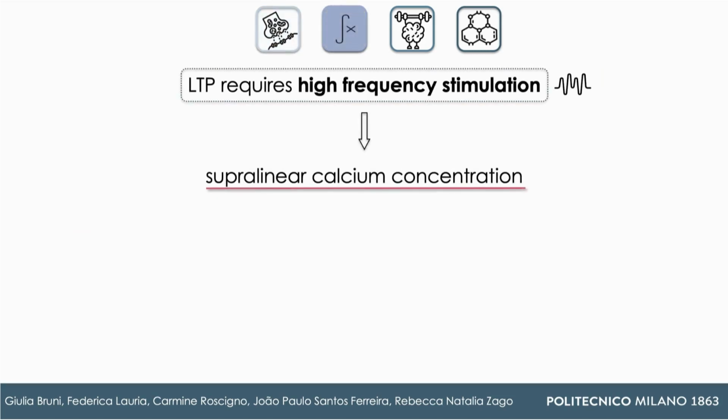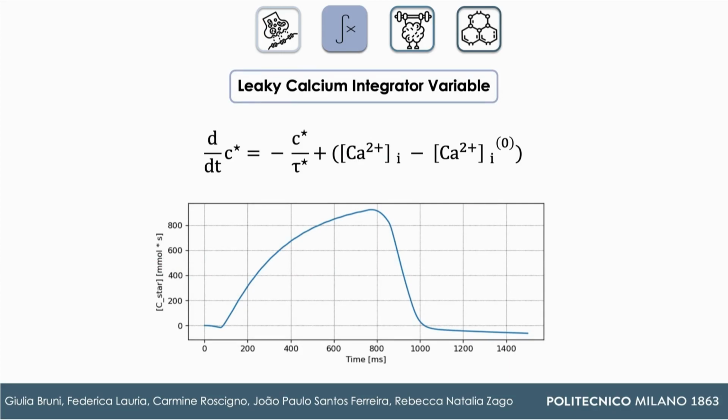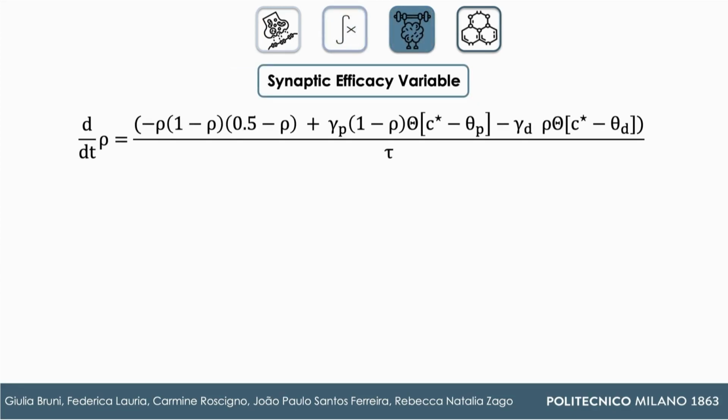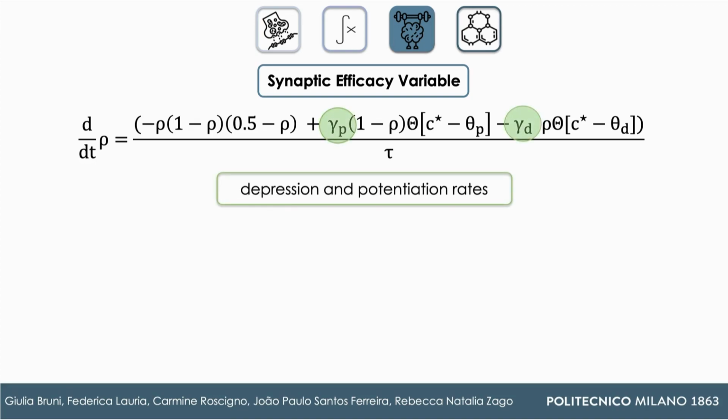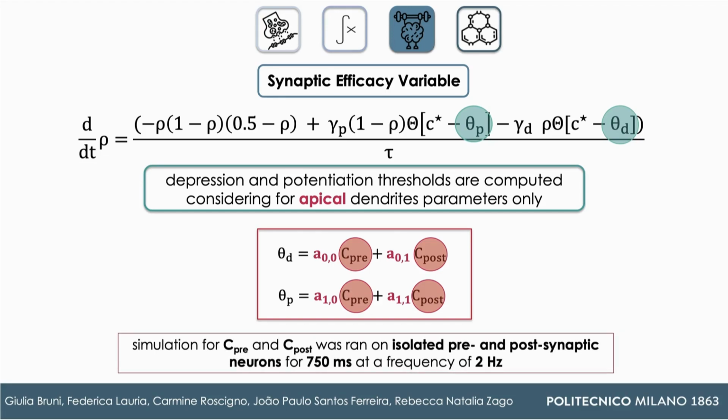The C-star variable is used to capture frequency dependence of LTP. This variable allows calcium concentration to be integrated over longer time scales to drive plasticity. We reproduced this dynamic in our neuron model using the equation shown here. C-star directly influences the synaptic efficacy represented by the dynamic variable ρ, described by this formula. Values for the depression and potentiation rates were taken from the reference paper, as well as the two depression and potentiation threshold expressions. These expressions depend on C-star pre- and postsynaptic peak values obtained by running a separate simulation.